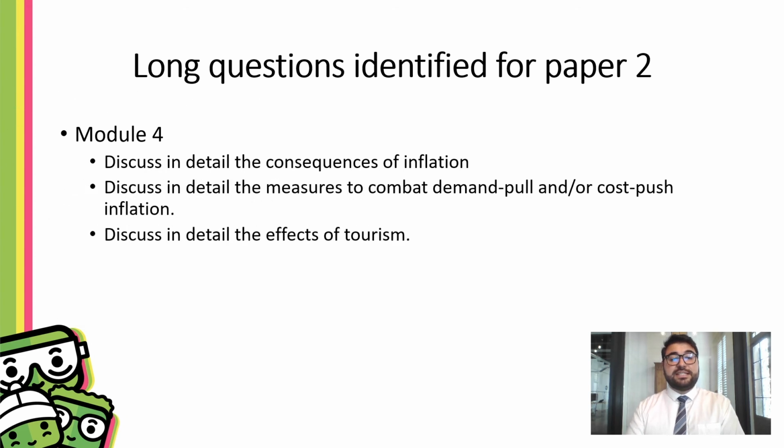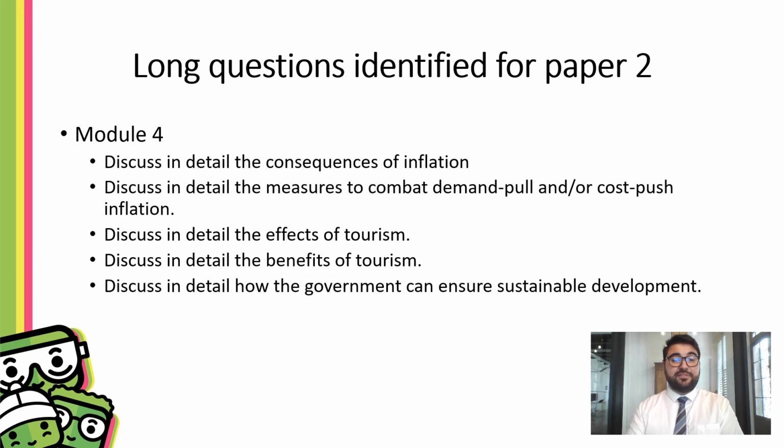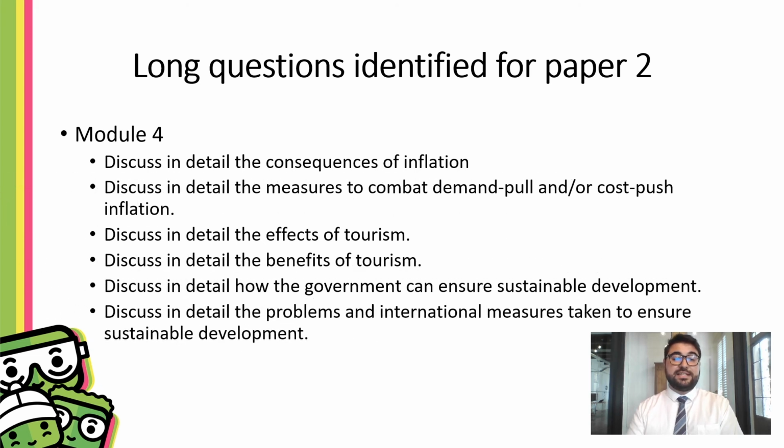Then discuss in detail the effects of tourism. Then discuss in detail the benefits of tourism. Then we have: discuss in detail how the government can ensure sustainable development, and also discuss in detail the problems and international measures taken to ensure sustainable development.